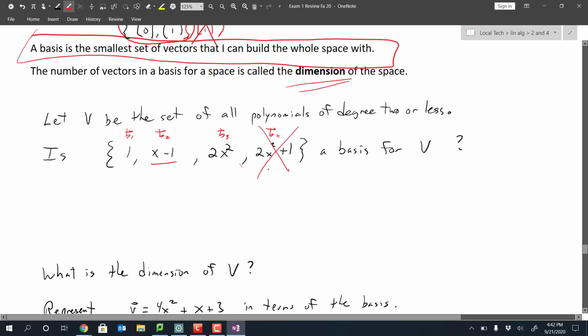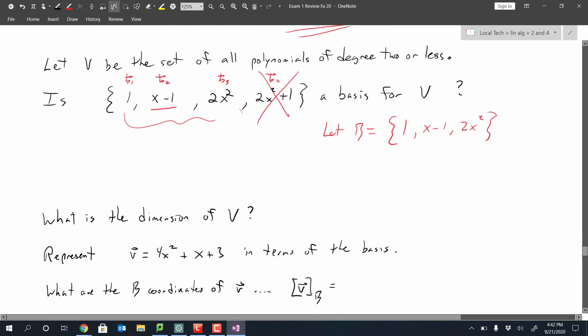However, if I got rid of that vector and just looked at these three vectors, it actually would form a basis, right? So we're going to let beta be the set of vectors 1, x minus 1, and 2x squared. These would be a basis for our vector space. If they're a basis, what would the dimension of our vector space be then? Well, there's three vectors in our basis, so the dimension of V would equal 3.